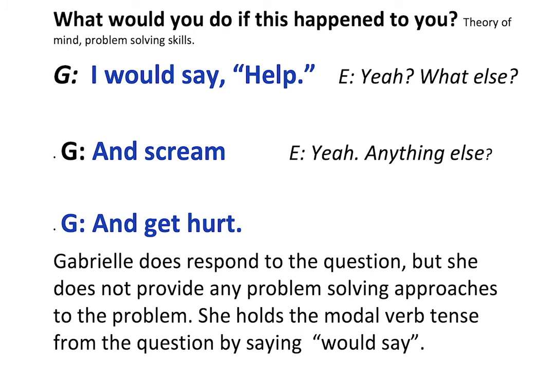And what would you do if this happened to you? The good thing is she actually does understand this question. What would you do if this happened to you? She holds onto the would. I would say help. Anything else? So I'm having to pull stuff out of her, right? She does respond to the question, but she doesn't really provide too many problem-solving approaches. It's a very passive kind of scream and yell help, but that's still okay. She does have that conditional. She holds that would in there.